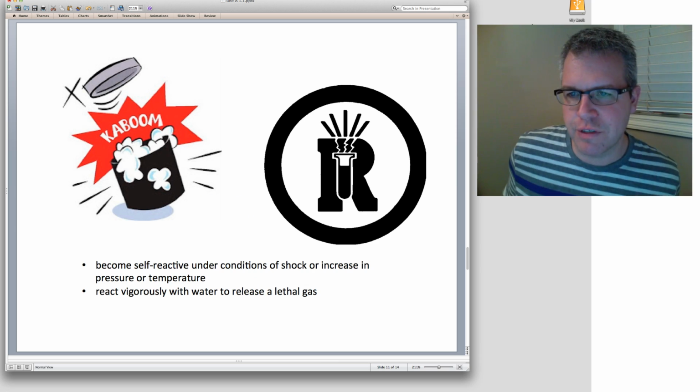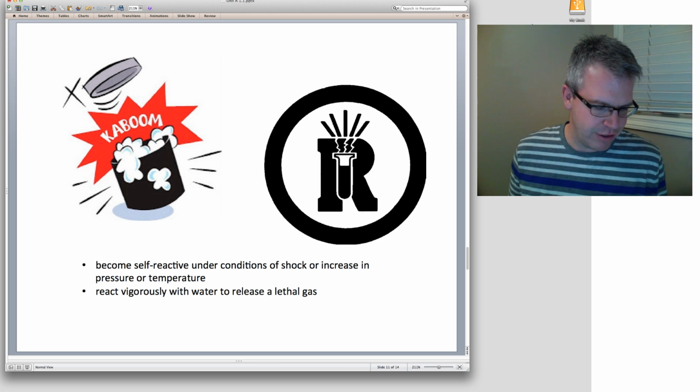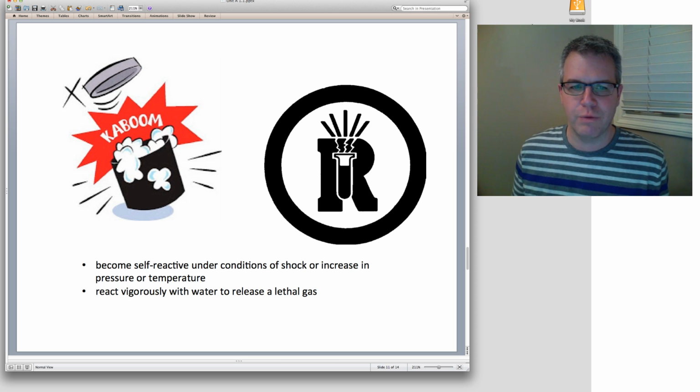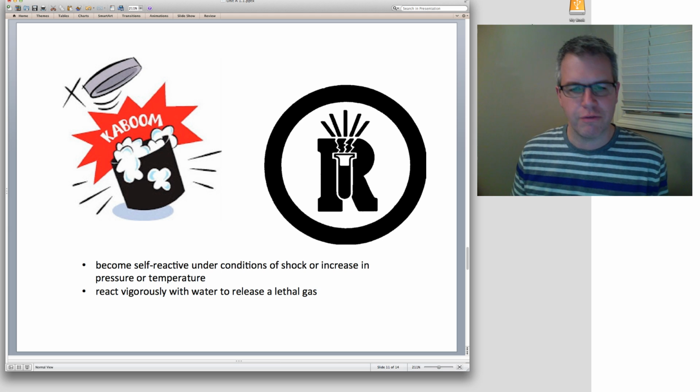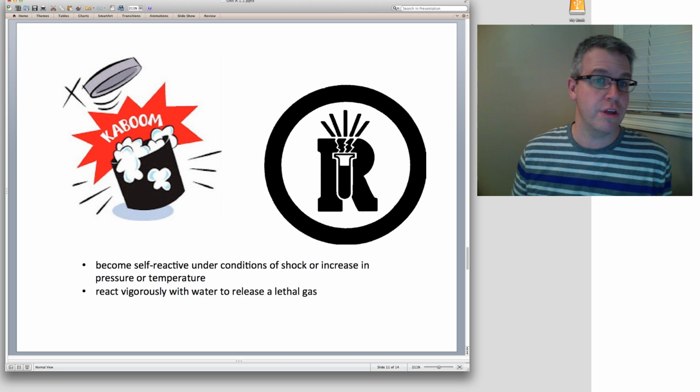This is one that we won't see very often in and around our school, but it's dangerously reactive materials. So products which undergo dangerous reactions when subject to heat, pressure, shock, or contact with water. They may become self-reactive, and they might react vigorously with water to release a lethal gas, or they could explode themselves.